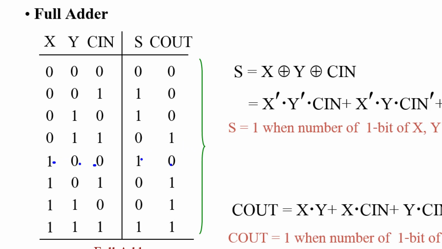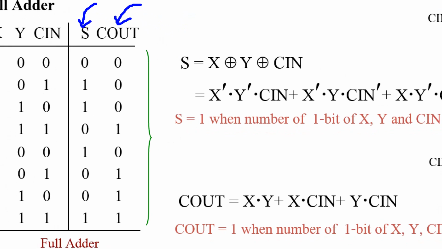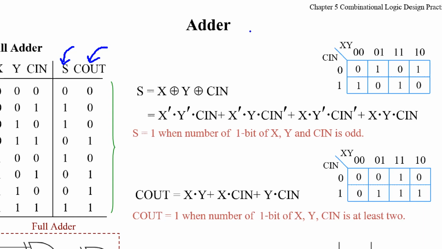1, 0, 0 is 1, no carry out. 1, 0, 1 is 0, 1 carry out. 1 plus 1 plus 0 is 0, 1 carry out. And the last one, 1, 1, 1 is 1, 1 carry out. From this, after that you just find the equation for each output. In this case, I use a K-map.